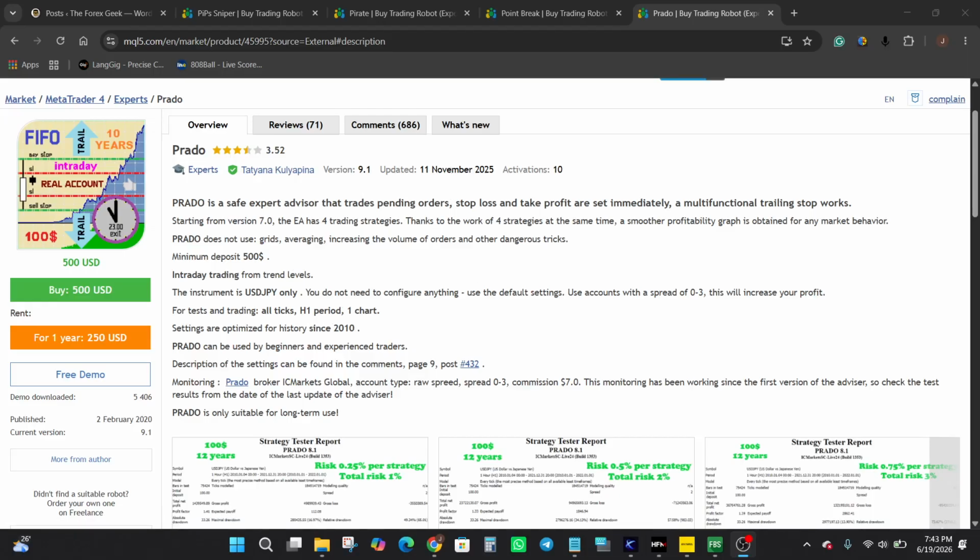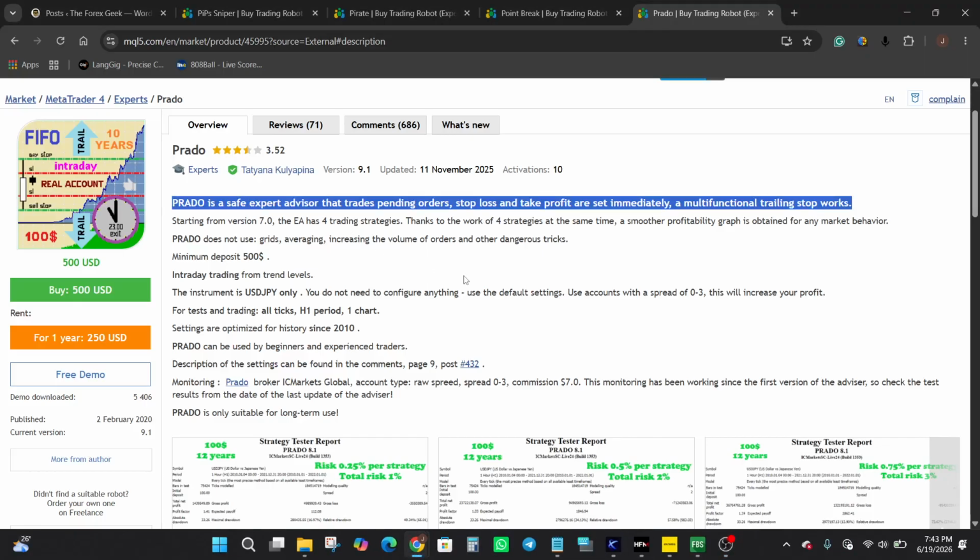From the description, the developer explains that Prado is designed as a safe expert advisor that primarily works with pending orders. It sets stop loss and take profits immediately when trades are placed, and it also includes a multifunctional trailing stop system.